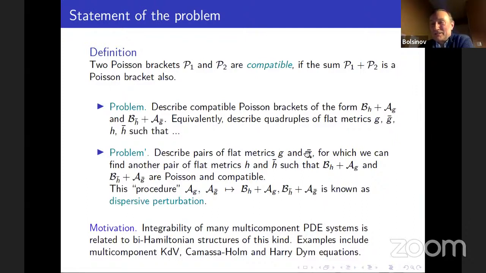G and Ḡ, of course, must be compatible. If we want compatibility for non-homogeneous objects, the homogeneous parts must be compatible also. This procedure is known as a kind of dispersive perturbation. We have two compatible brackets of order one, and we want to perturb them by adding terms of order three, such that they remain compatible.